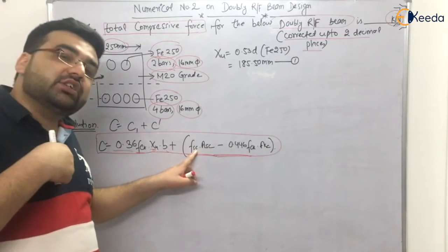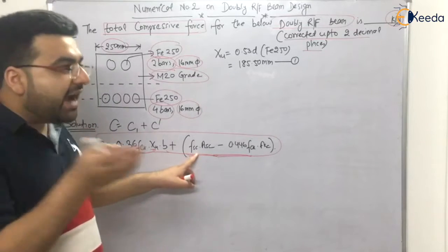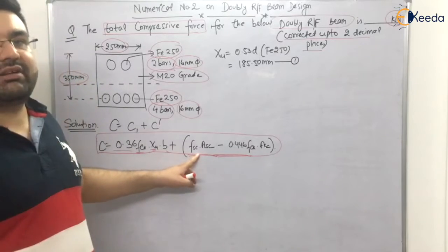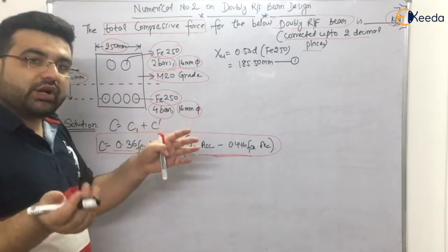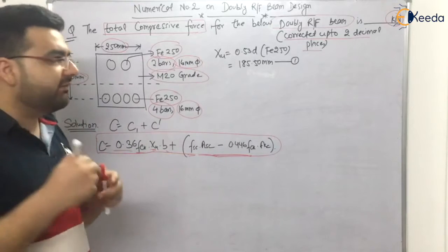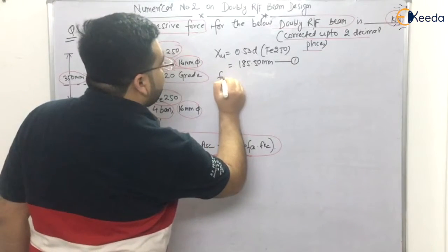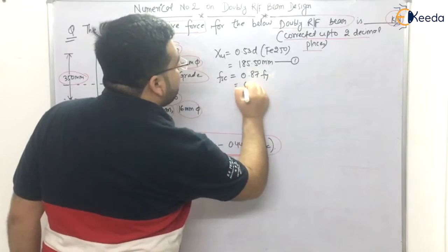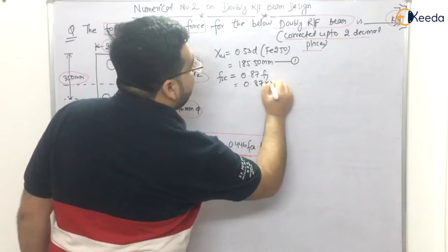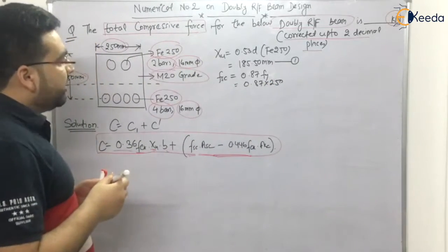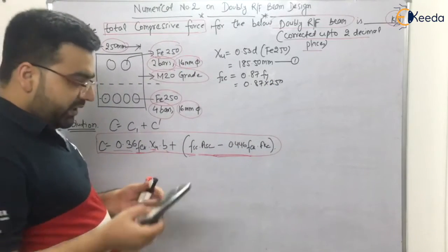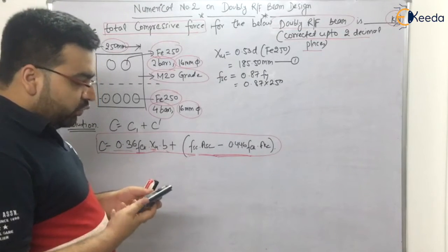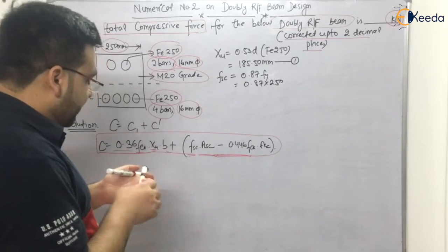So how much will be the yield stress? fy. But we are solving it by the limit state method, so we have to divide it by the partial factor of safety of 1.15. It will be 0.87 fy. Simple, right? If it is given, well and good. If it is not given, take it as 0.87 fy. So fsc will be equal to 0.87 fy, where fy is 250. Let me calculate it. 0.87 into 250 comes out to be 217.5 Newton per mm square.